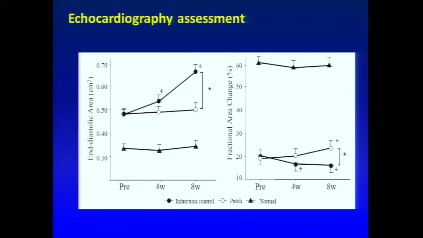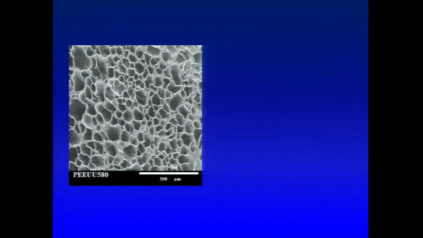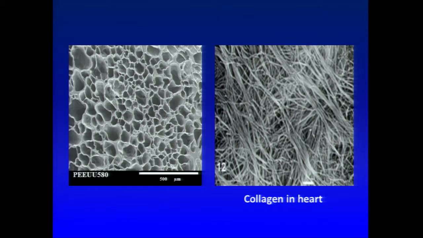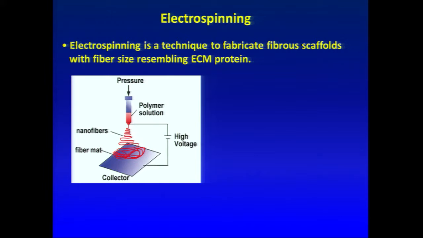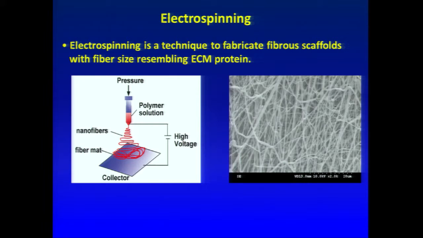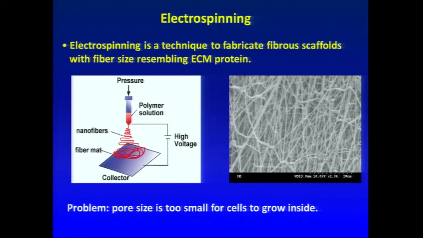In the previous examples, we used a porous scaffold with big pores. But if you look at the collagen in the heart, it's a fiber structure. So we need to make the scaffold with similar morphology to the native heart tissue, and then probably in that way we can stimulate tissue regeneration. This is a fiber scaffold. We use the electrospinning technique. Jet introduced the electrospinning, so I'm not going to repeat it. We used our elastomer and made this scaffold over here. Beautiful fibers, but the problem is that the pore size is too small, so the cells cannot grow inside easily into a three-dimensional scaffold.